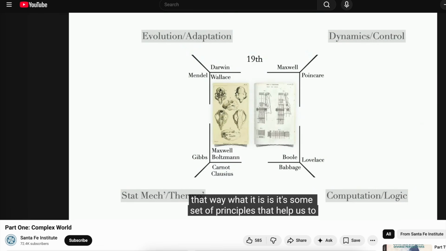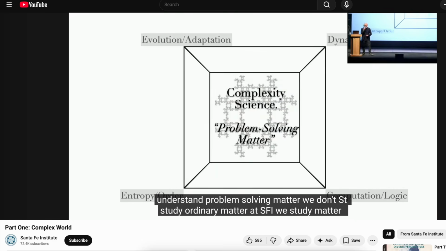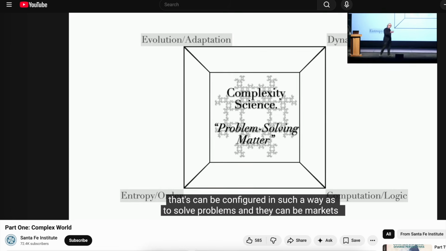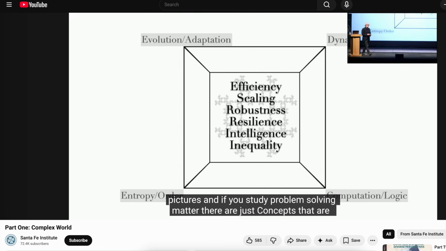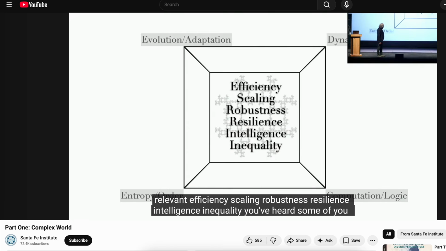It's some set of principles that help us to understand problem-solving matter. We don't study ordinary matter at SFI. And they can be markets, they can be minds, they can be machines. It doesn't really matter. And if you study problem-solving matter, there are just concepts that are relevant: efficiency, scaling, robustness, resilience, intelligence, inequality.